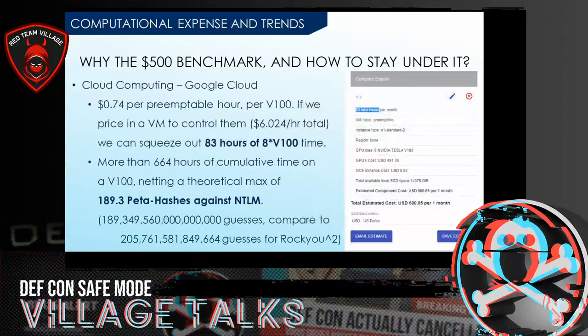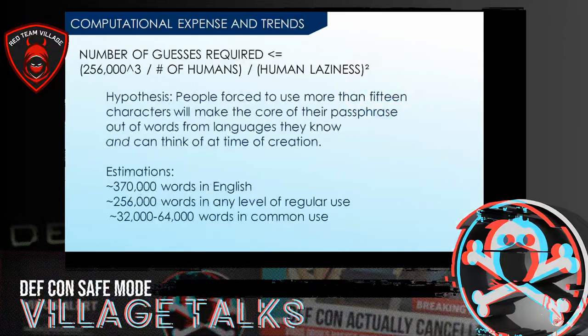Sadly, NPK doesn't work with Google Cloud, which actually appears to be cheaper, and if you squeeze out everything you can, you get 83 hours of time on an instance with 8 V100 GPUs. Which, besides being terrifically cheap, brings us to a terrifying theoretical max of 189.3 petahashes of NTLM we can guess. Not mega, not giga, not tera, peta. 189 quadrillion. If we compare that to that last strawman argument of the rockyou dictionary on top of itself, sure, theoretical isn't real performance, but the difference isn't off by a factor of 1,000 times, although humans are bad with big numbers. Which brings us around to the second strawman argument.